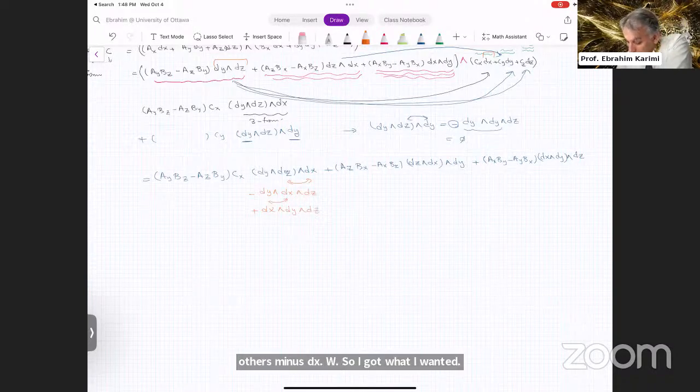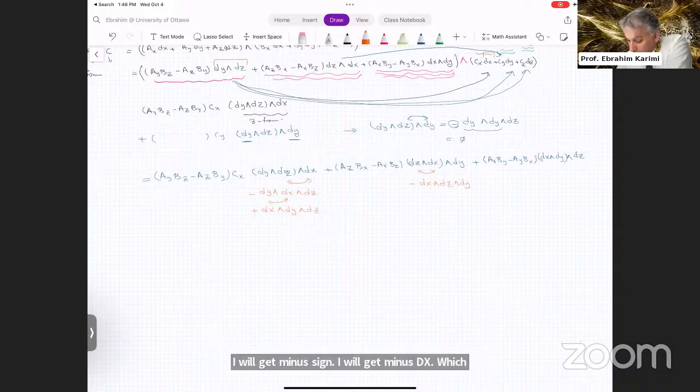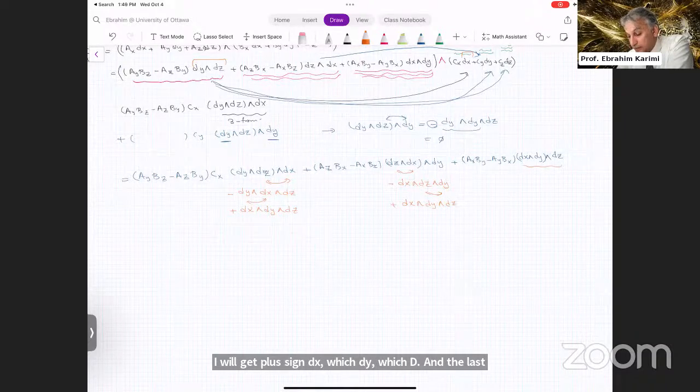This one, I will swap these two together. I will get a minus sign, minus dx wedge dz wedge dy. And then I will swap these two together, I will get a plus sign, dx wedge dy wedge dz. And the last one is already positive, so it's dx, dy, dz.